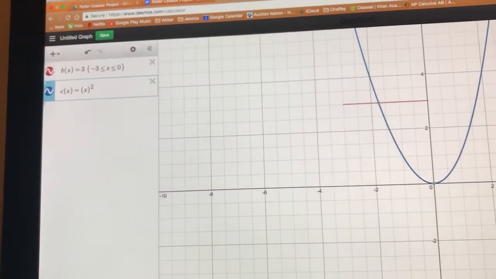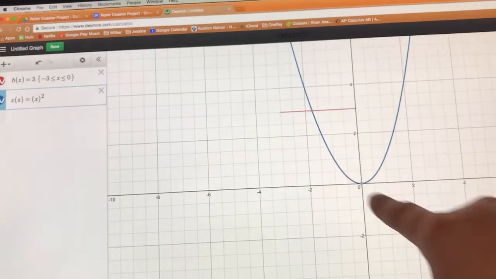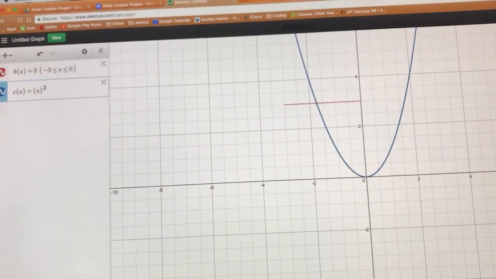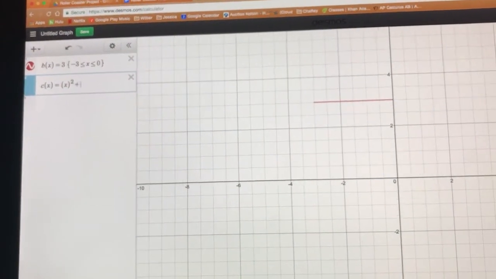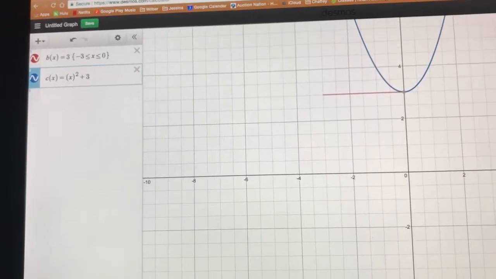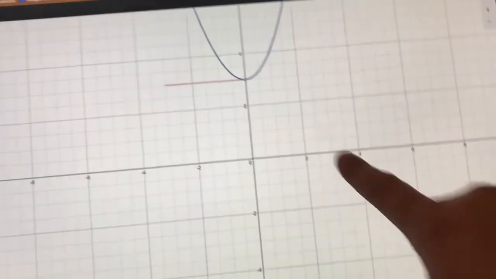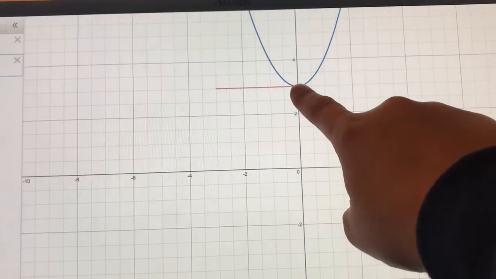There we go, x squared. And you guys can see my graph over here is starting to come into play. And then I'm just going to do plus 3, so that it starts off right there. Now, notice that I don't need this side of the graph, so I need to restrict the domain.